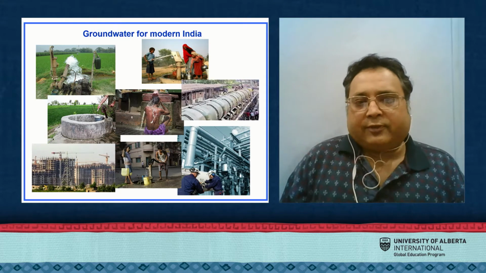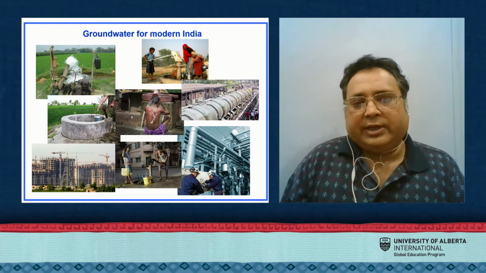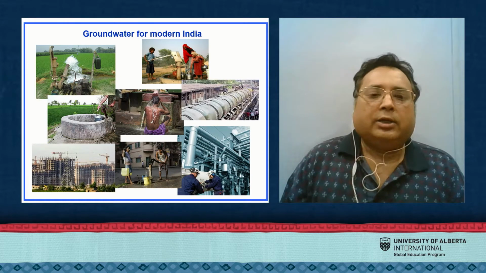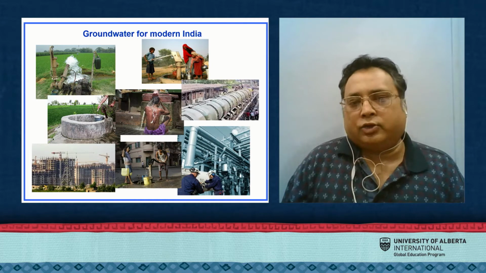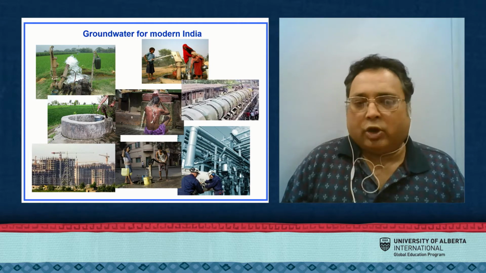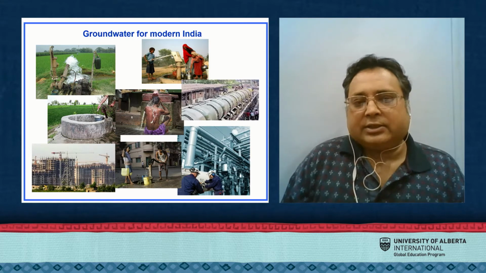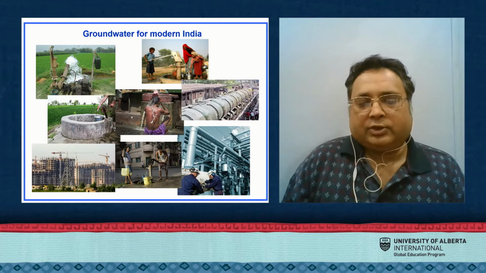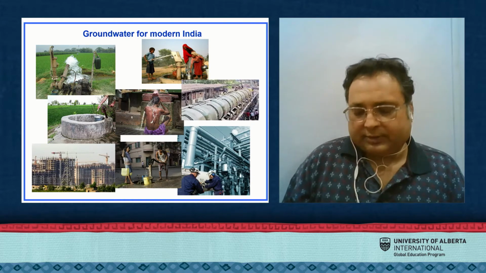Now, if we move fast forward to modern India, we get to see that groundwater is getting used in every corner of life, from drinking water to sanitation to household needs to industries to urban structures and whatnot. So, at present, about 8% of India's GDP is dependent on groundwater. So, that makes it extremely important.